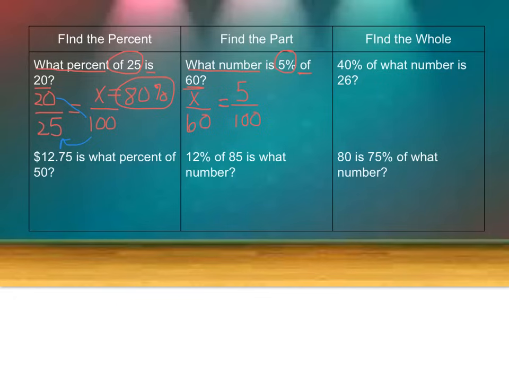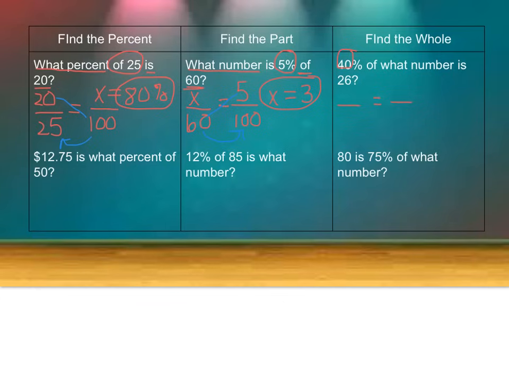So you're going to pick up your calculator. You're going to take 5 times 60, and you're going to divide whatever you get by that 100. I'll give you a second to do that. And I believe our answer will be X is 3. It's just asking for a number, so I can just leave it like that. All right, next one. Let's go ahead and get our template set up.